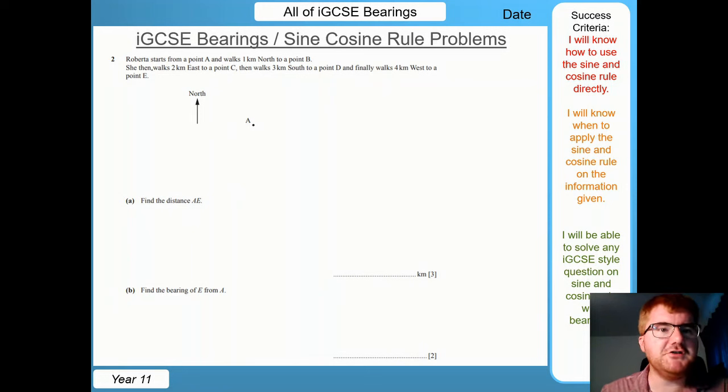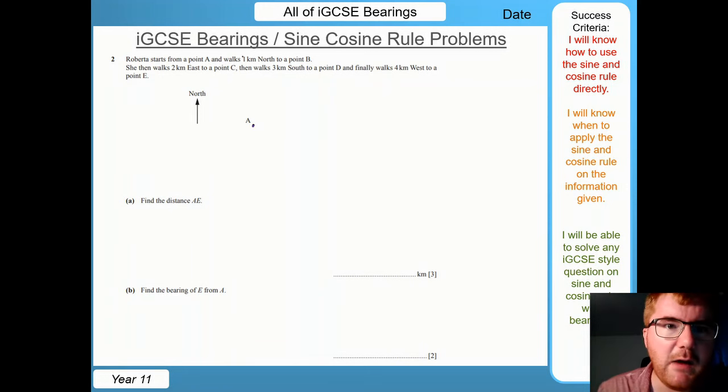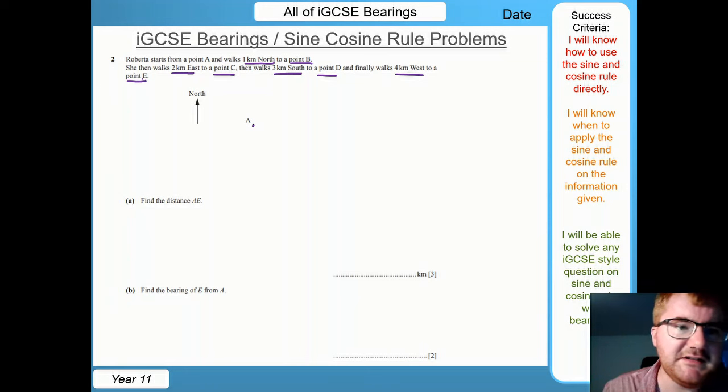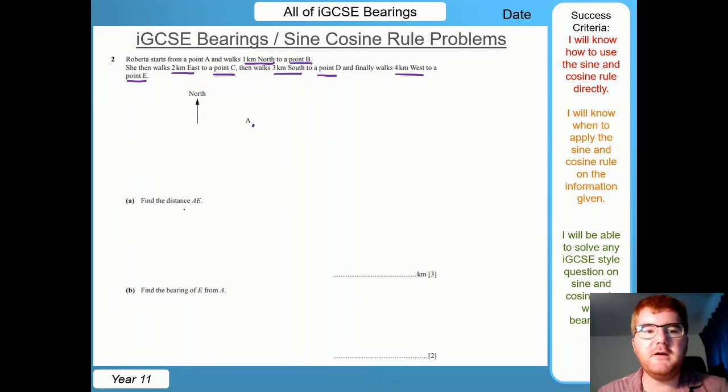So question two, Roberta starts from a point A. Here's our point A, and walks 1 kilometer north to a point B, then 2 kilometers east. Let's underline this as we go along. 2 kilometers east to a point C, 3 kilometers south to a point D, and then finally walks 4 kilometers west to a point E. And before we work out the questions here, we're going to do a nice pictorial display of exactly the information.